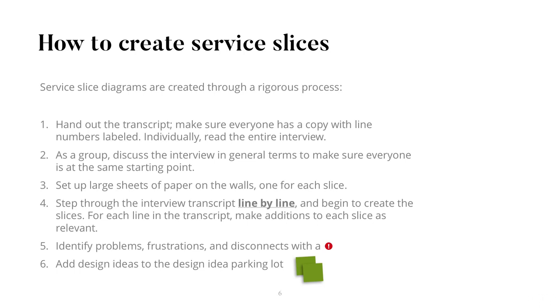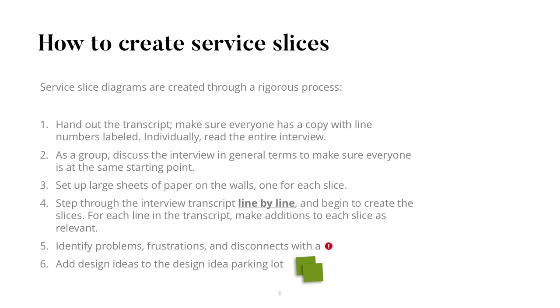Now, as a group, discuss the interview in general terms and make sure everybody knows what's going on. Make sure that everybody walked away from their reading with the same overall idea of the interview. Set up large sheets of paper on the wall. You'll have one for each of the 4 slices. And then we're going to walk through the interview line by line.